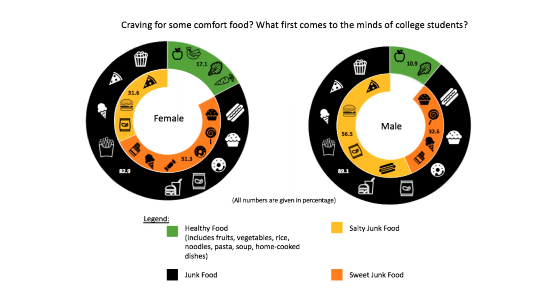Here are a few examples of pie charts. On the left, we see a breakdown of comfort food that come to mind for female college students. And on the right, we see a comparative breakdown of comfort food for male college students. These data visualizations include both text as indication, but use information scent or signifiers like iconography. They also use color as a signifier that is supported by a legend that displays what the color indicates.